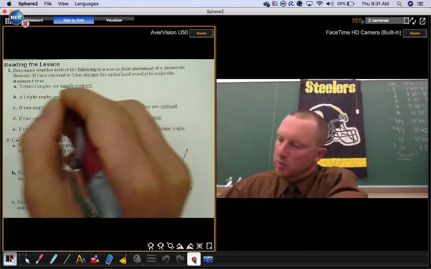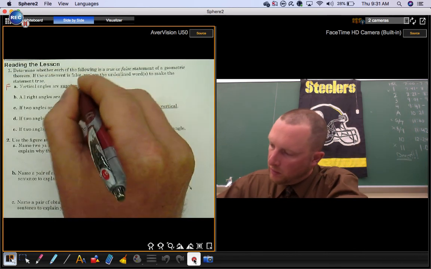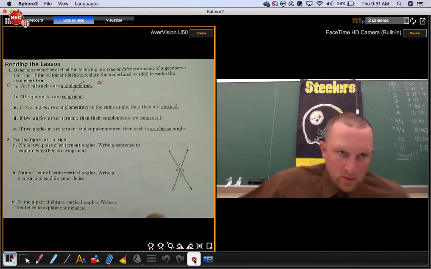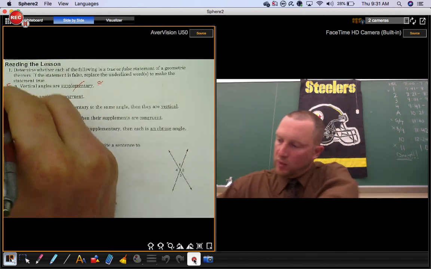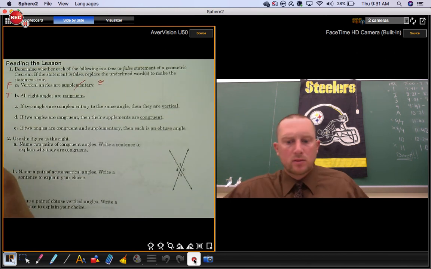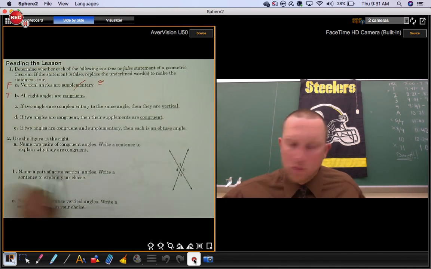Vertical angles are supplementary. That's false. Vertical angles are congruent. Part B, all right angles are congruent. True. All right angles are 90. So if they're all 90, then they're all congruent to each other.